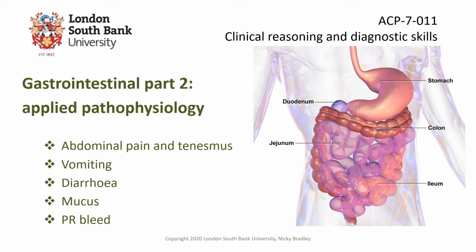So, welcome back. This is part 2. This is our applied section. So we're going to look at abdominal pain, vomiting, diarrhea, mucus, PR bleeding.